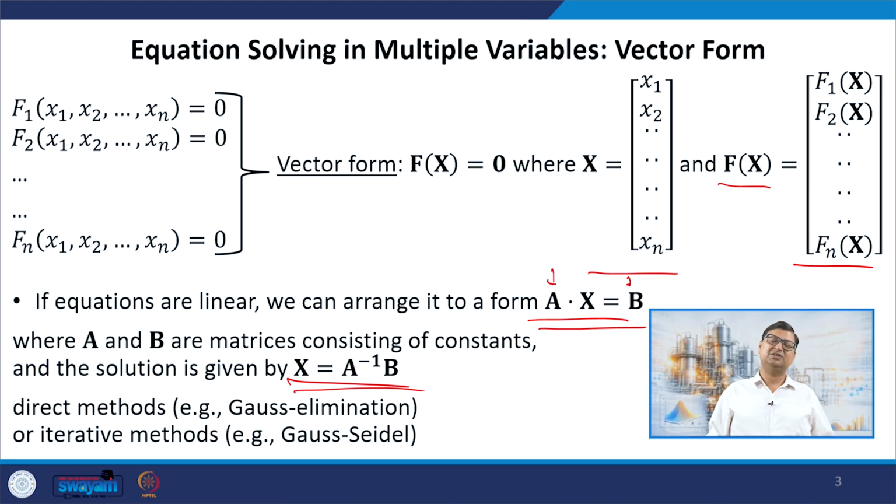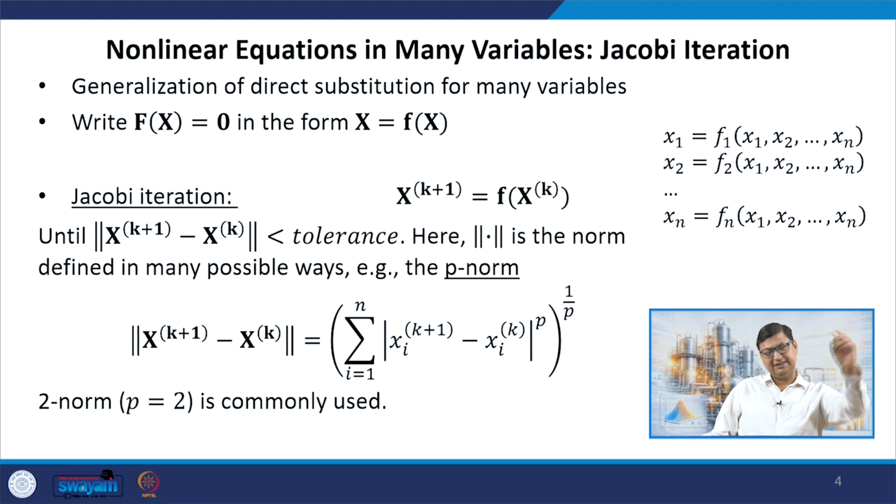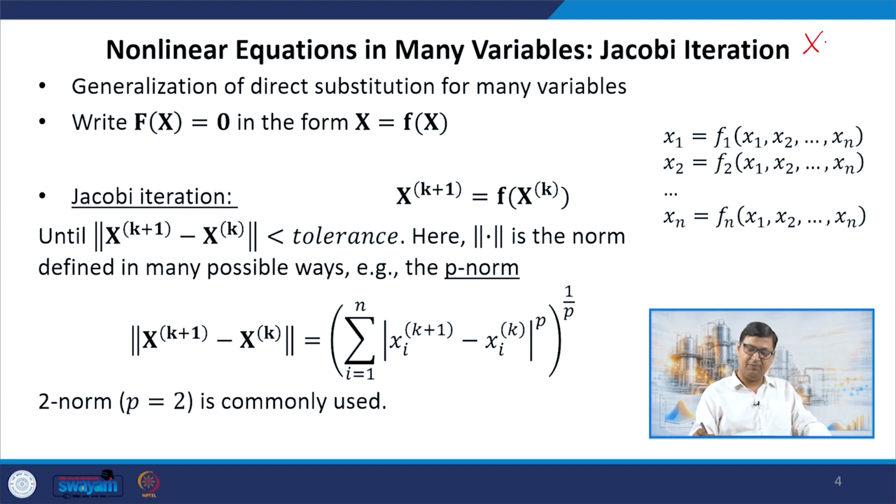But what if the equations are nonlinear? In that case, clearly A and b are not going to be constants, and we have to think about other methods of solving those kinds of equations. So, the first thing that we can do is to extend the idea we had for direct substitution for many variables, right? Just to recall, we wrote the equation in the form x equal to f of x, and then I started with some guess and got the new guess by putting it into the function. So, x new became a function of x old.